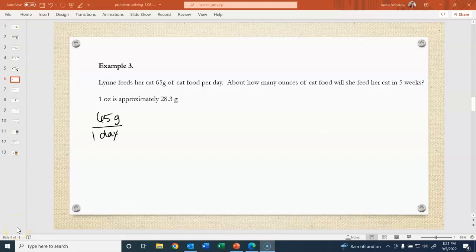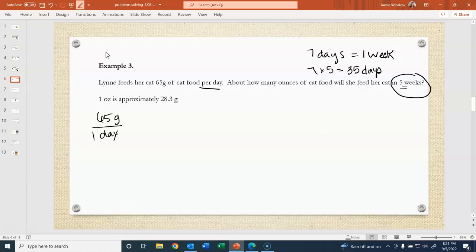Okay, so there's a couple ways we can do this problem. Kind of depends where your brain goes first. Mine went right here with this 5 weeks. So this is per day, but we want to know the total in 5 weeks. So there are 7 days in 1 week. So how many days are in 5 weeks? That would be 7 times 5, which is 35 days. So we're talking about 35 total days.